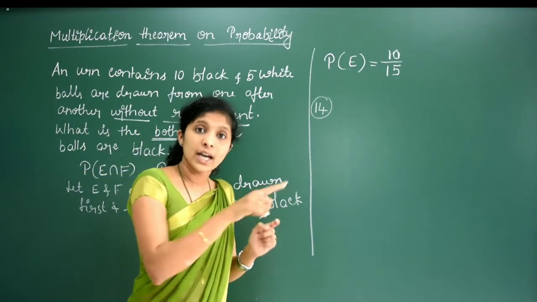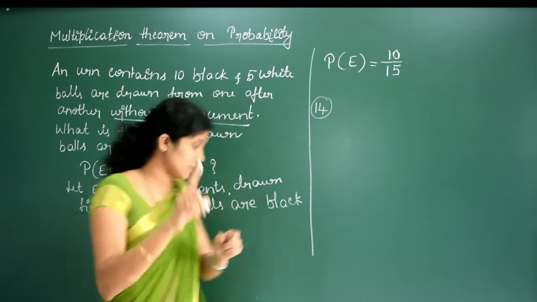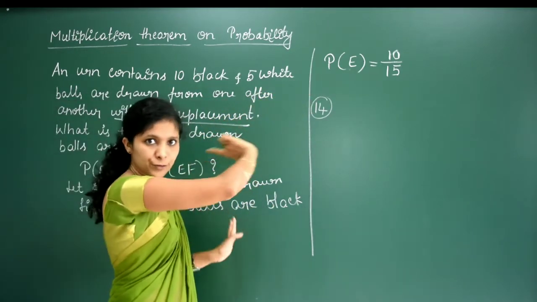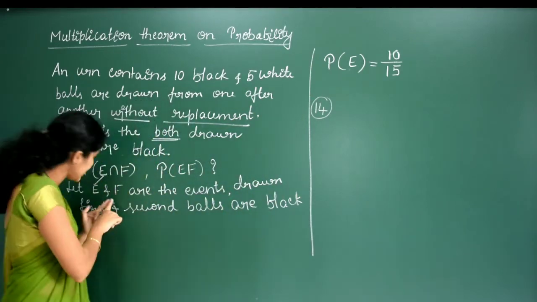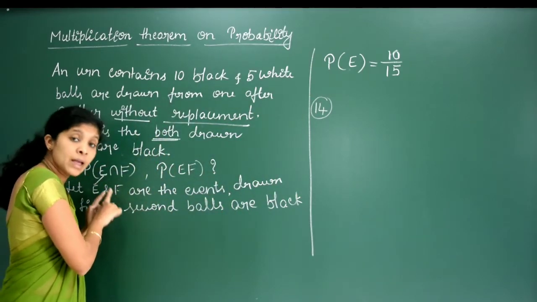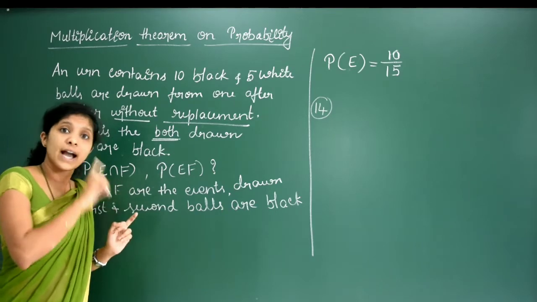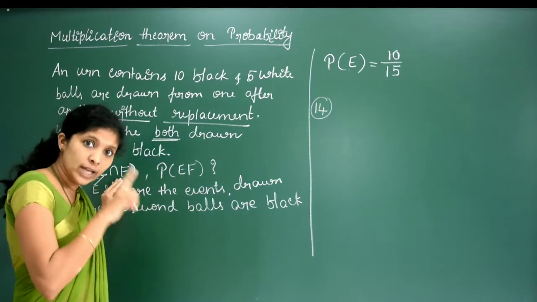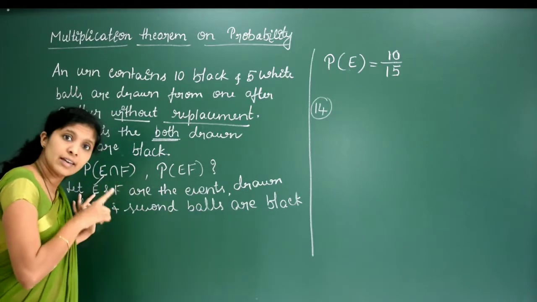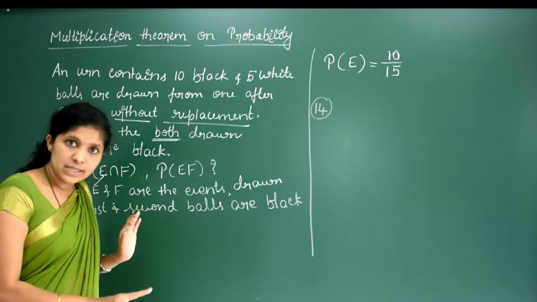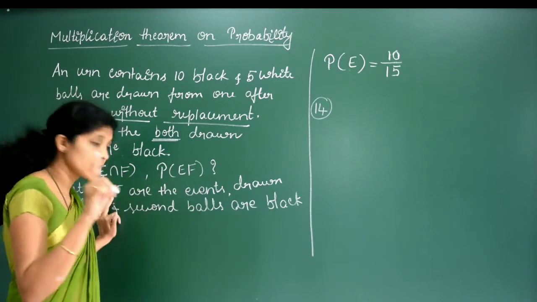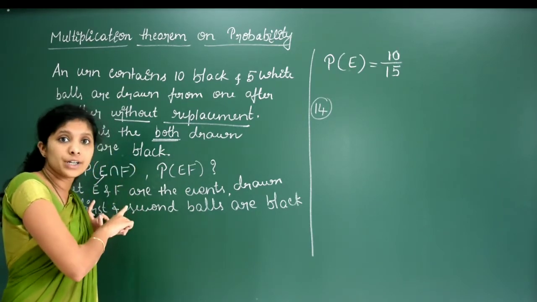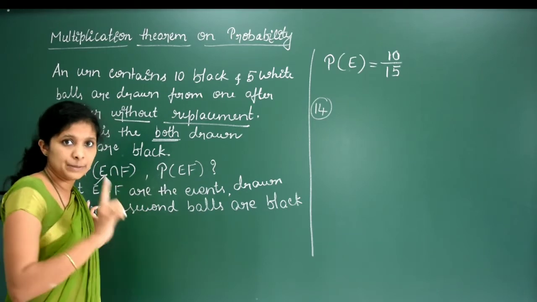In that, one event has already occurred. Try to understand it carefully. Now see, the probability of E is 10 by 15, that is done. Now you are finding the probability of F, but one event, that is E, has already occurred. That means you are finding the conditional probability of F where E has already occurred. Is it clear? I'll repeat once again.